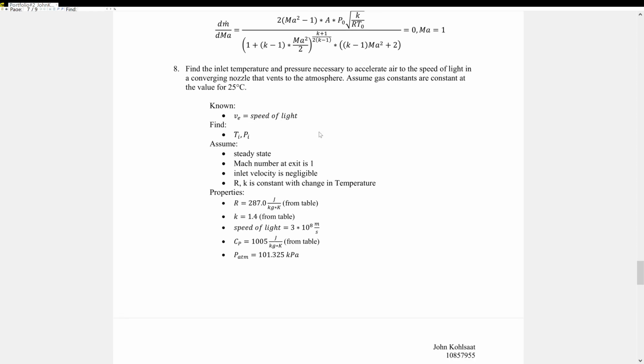So then we know the exit velocity, which is equal to the speed of light. We're told to find the inlet temperature and pressure. We can assume steady state. Mach number at the exit is 1, since we're at the speed of light. Inlet velocity is negligible, and R and k are constant with change in temperature.